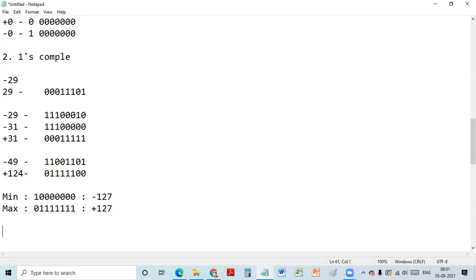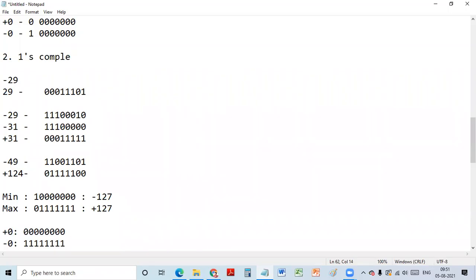The second disadvantage remains the same. What is plus 0? All zeros: 0, 0, 0, 0. Right? And what is minus 0? 1 and 7 zeros. Minus 0: so first I have all ones, take 2's complement. This is what? Minus 0.